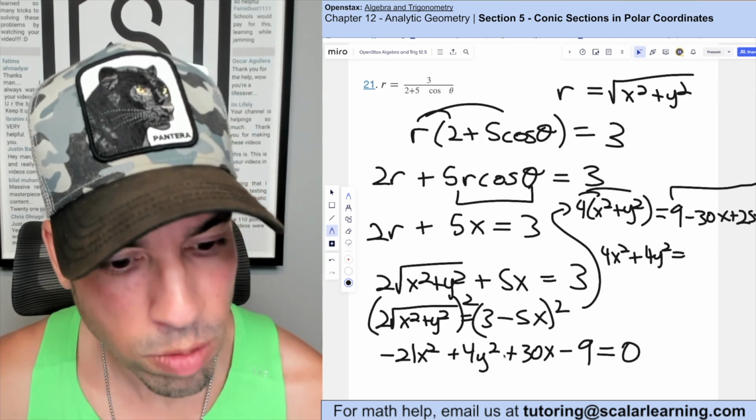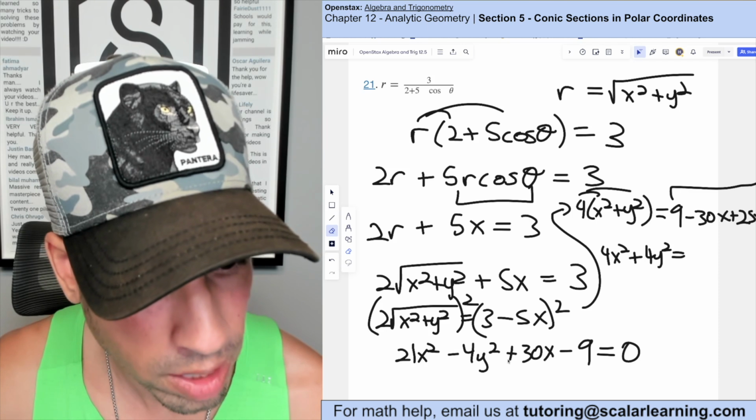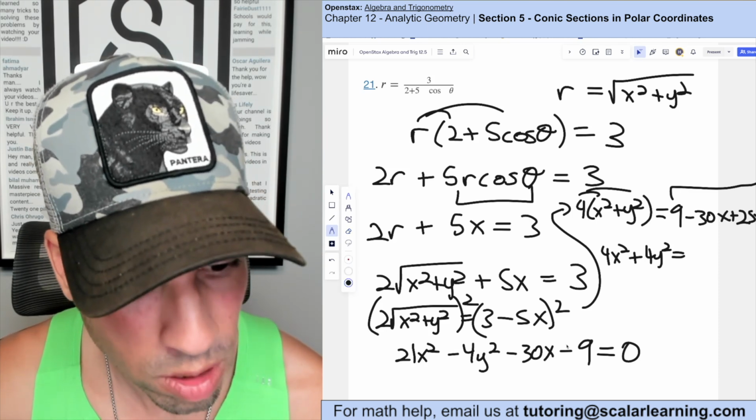And last but not least, we're going to multiply everything by negative 1 to make that leading term positive. So that's going to be positive, negative, negative. This last one's going to be plus, right?